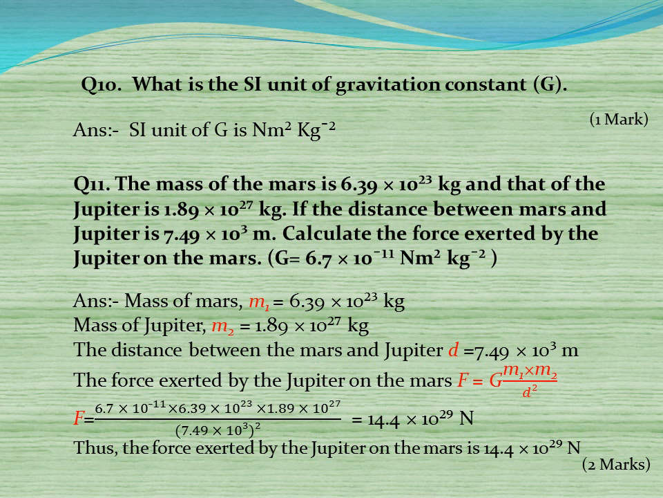equals 6.7 into 10 raised to minus 11 into 6.39 into 10 raised to 23 into 1.89 into 10 raised to 27 divided by 7.49 into 10 raised to 3 the whole squared equals 14.4 into 10 raised to 29 Newton. Thus, the force exerted by Jupiter on Mars is 14.4 into 10 raised to 29 Newton.